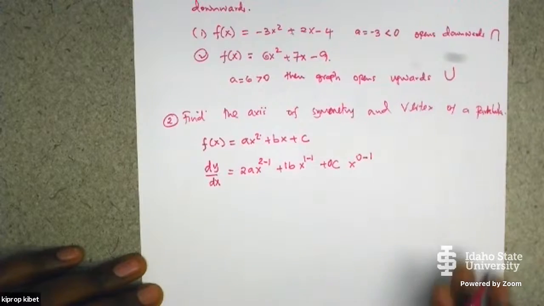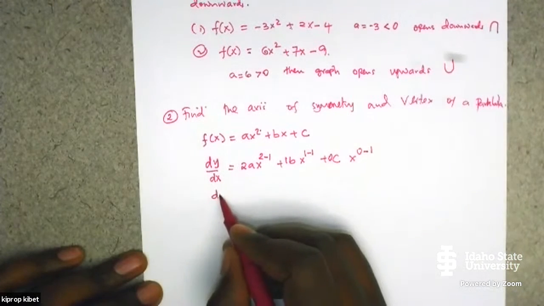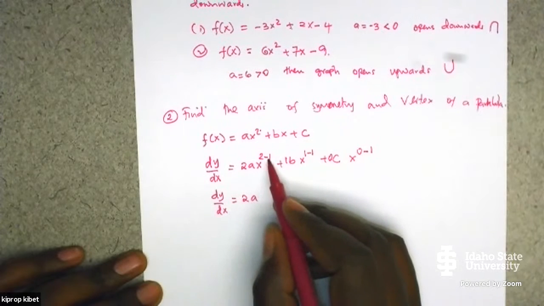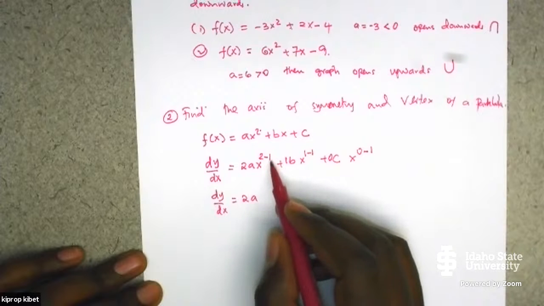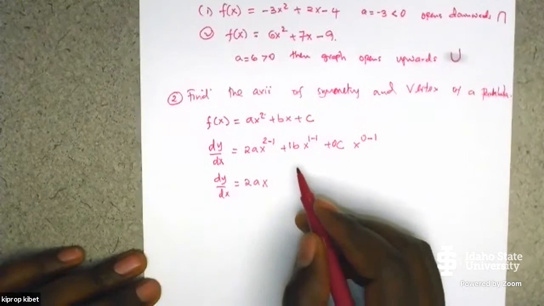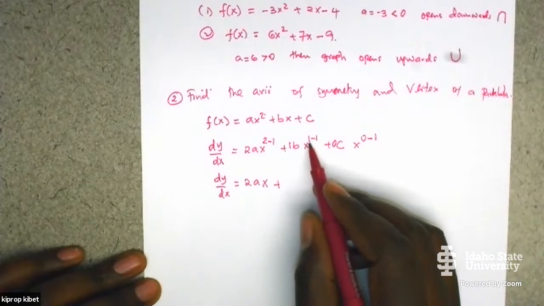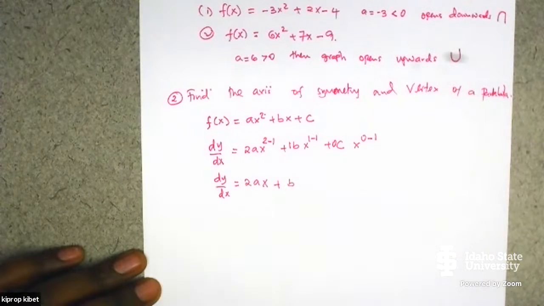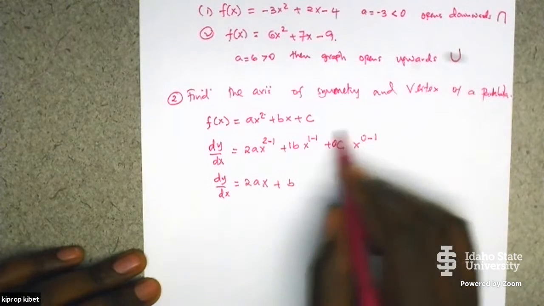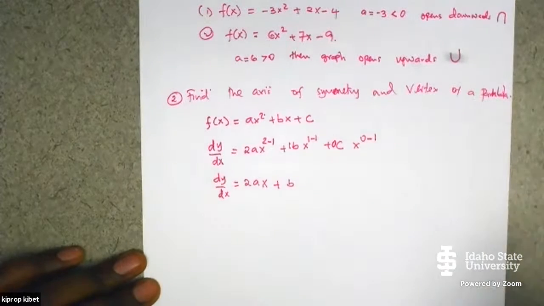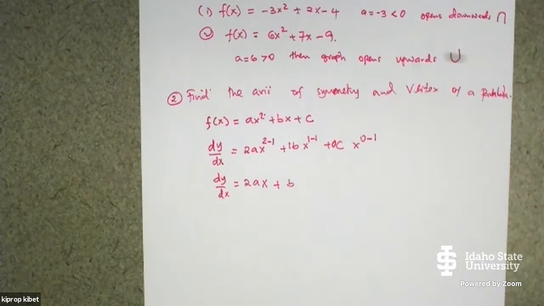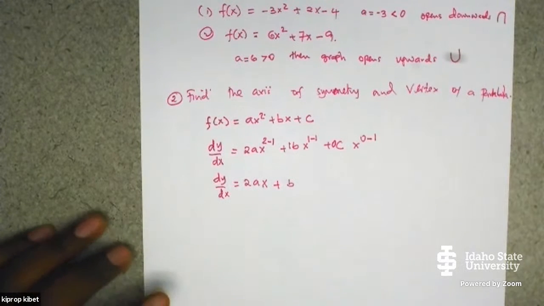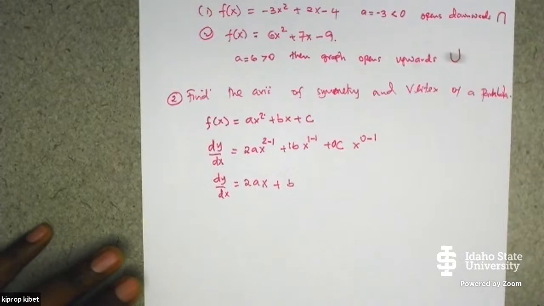All right, so when we now simplify, dy over dx equals 2ax, since 2 minus 1 is 1, plus b times x raised to 1 minus 1, which is 0, so it remains b. And the whole of the c term is 0. See, this is actually calculus. If you do calculus, then you might find something like this.